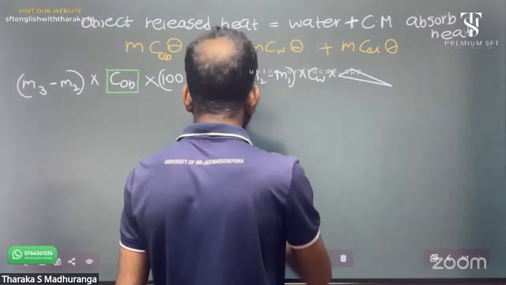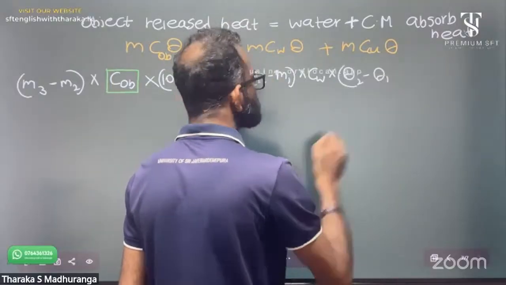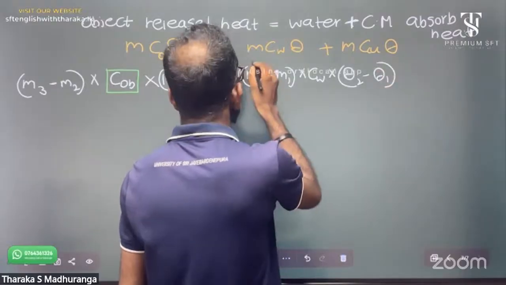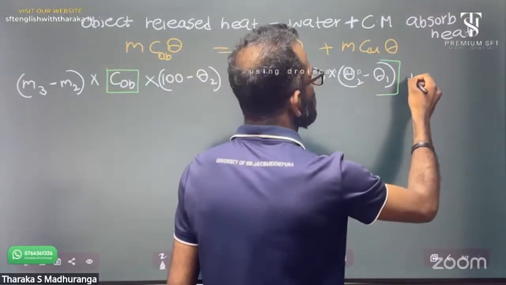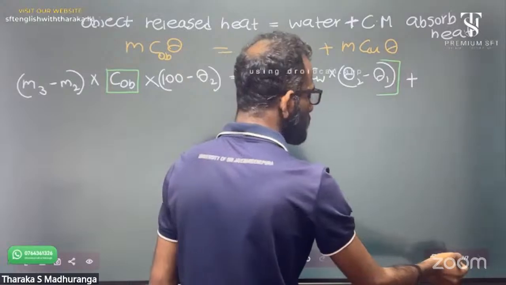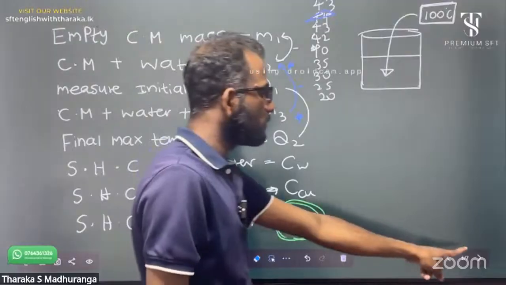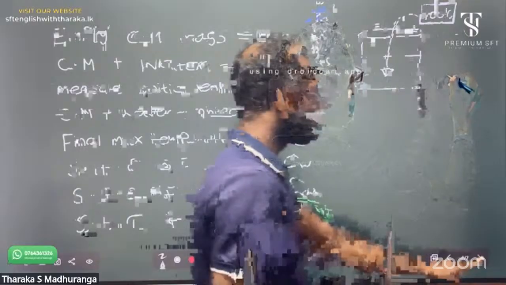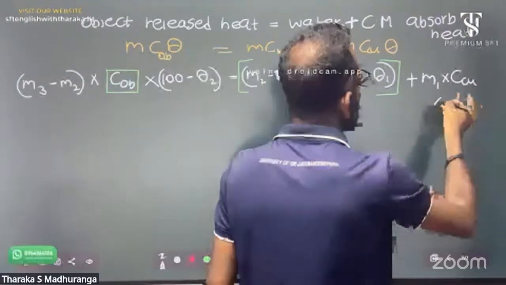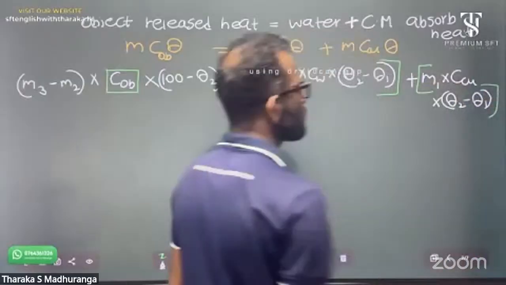Plus the calorimeter: the mass of the empty calorimeter M1, into C copper. What is its temperature difference? Theta 2 minus theta 1, because it is equal to the water. So this is the story.